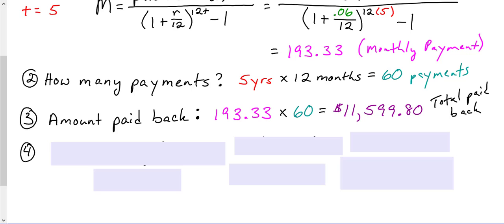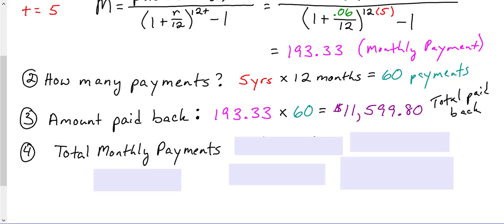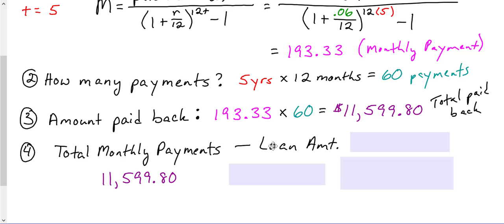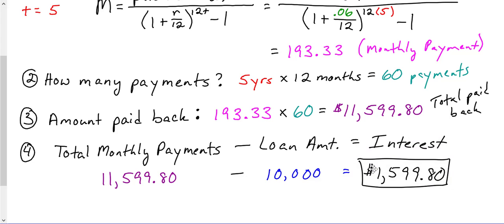Now from here, we take our total of $11,599.80, subtract our original loan amount of $10,000, and that tells us how much we actually paid in interest. So on this loan, we paid $1,599.80 in interest.